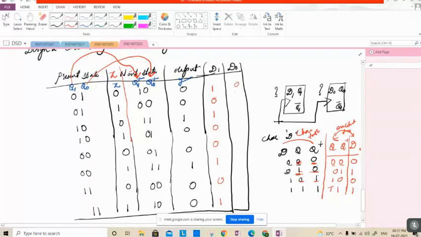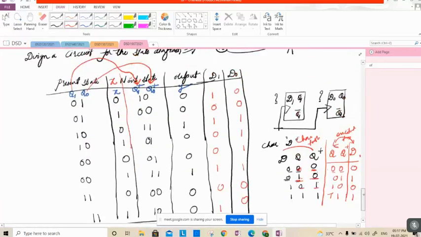What about D0? This is 0 and this is 0. This is 1, 1, 1, and then 0 and 0. So you obtained D1, and you obtained D0 also. Now write down the minterms for D1 and D0.